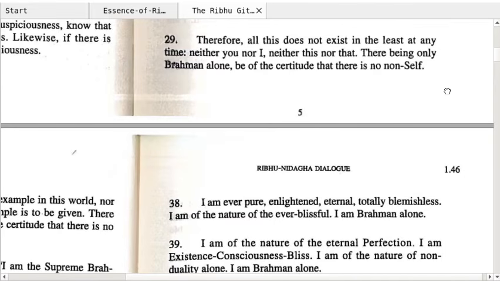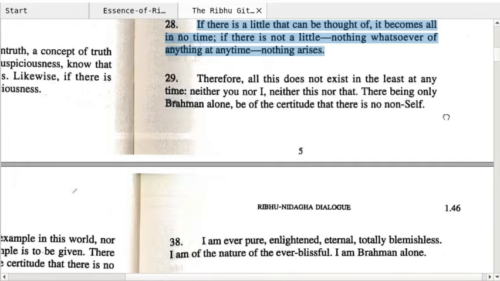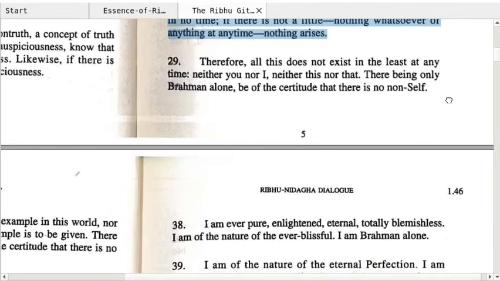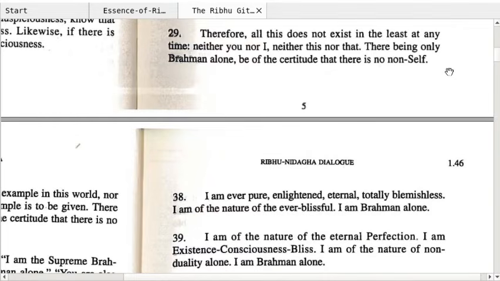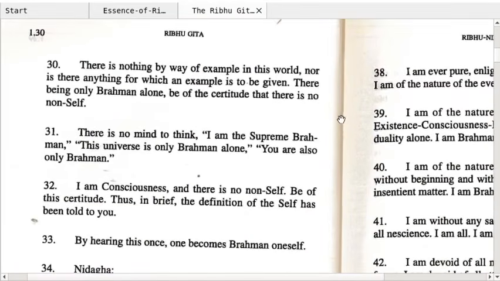Therefore, all this does not exist in the least at any time. Neither you nor I, neither this nor that. There being only Brahman alone, be of the certitude that there is no non-self. So he says, not the little, not the all, nothing at all. In no time has existed. But is it nothingness? Is it non-existence? No. It is the Brahman, me. There is nothing here which is not non-self.